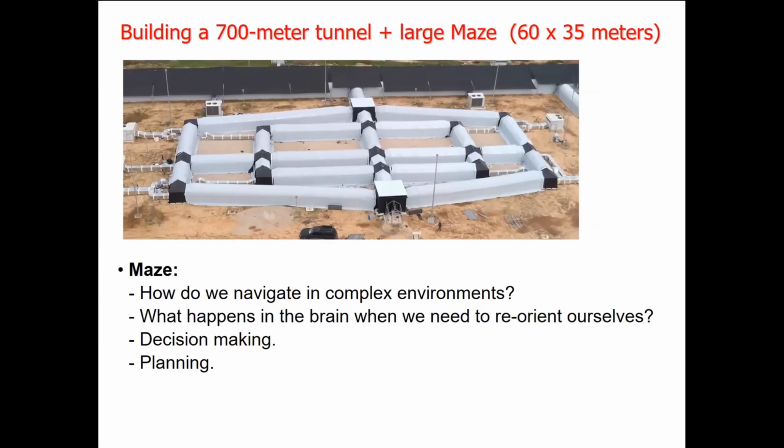Also, multiple goals that the animal has to navigate to, and what happens in the brain when we need to reorient ourselves. So when you block the way and the animal needs to recompute and go another way, what does reorientation mean in the brain? The aspects of decision-making, planning, so many cognitive issues involved in real complex navigation, which we are starting to explore in this large maze.